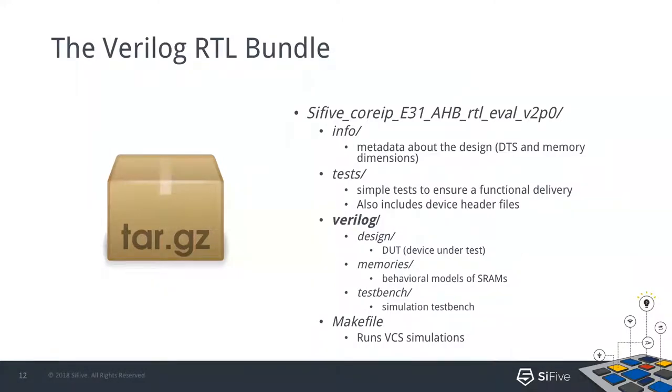There's a test folder, which contains simple tests which are run on top of the test bench. It also includes device header files for peripherals and design, such as the PLIC and CLINT. In the Verilog folder of the design, this is where the actual RTL deliverable lives. In the Verilog design folder, we have the device under test, or the actual E31 in this particular case, or the E51. In the Verilog memories folder, we have behavioral models of the SRAMs, which are used for running the test benches. And then there's the test bench folder, which contains the actual test bench of the design. Finally, there's the makefile, and the makefile runs the VCS simulation, which executes the tests on top of the test bench.